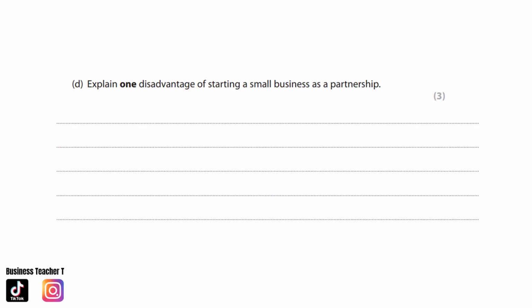Explain one disadvantage of starting a small business as a partnership. Now for this question, students nationwide, when they sat the exam, they struggled to a certain extent with it as they were not showing the correct exam technique, the point and the 2 linked strands. Now 3 markers don't have to be in much depth, but you do need to ensure that you follow the structure. So let's look at a possible answer for this question.